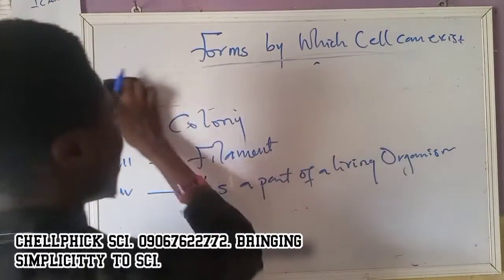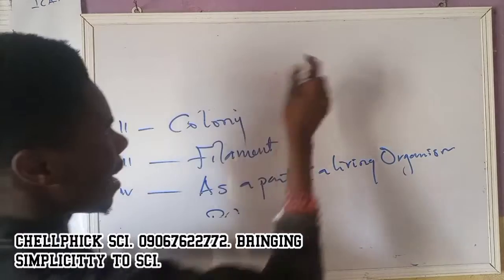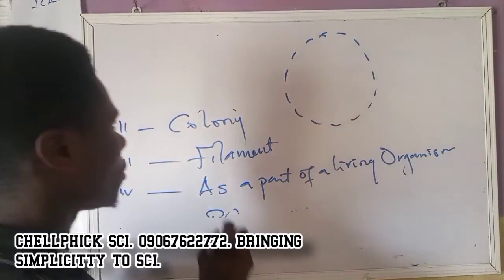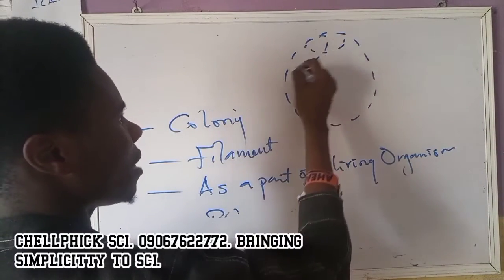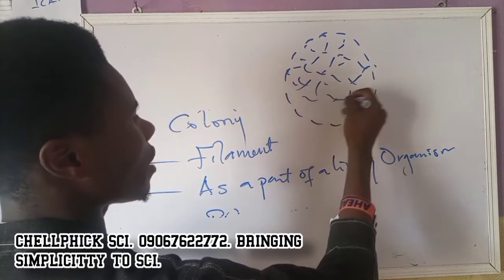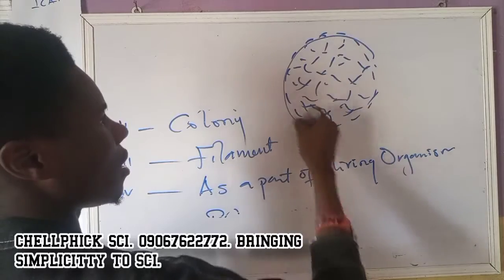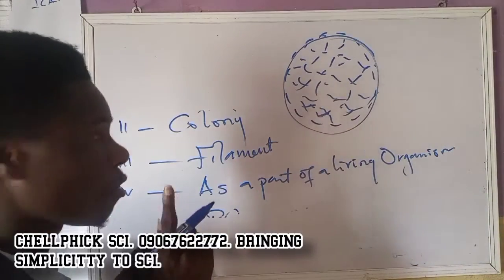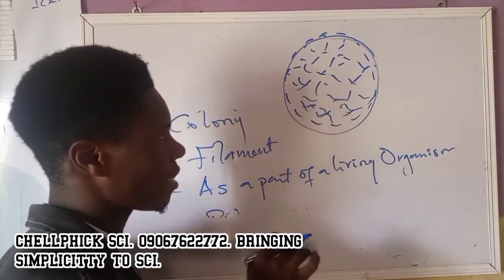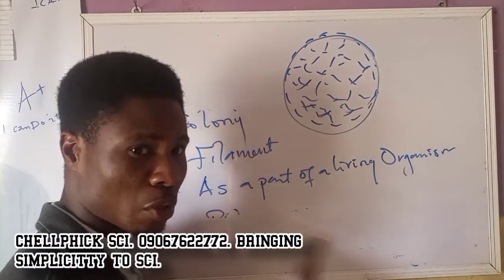So the next one is as a colony. What does it mean to exist as a colony? Cells exist as an aggregate of independent cells. A colony comprises different cells working together to achieve a common goal. In a colony, different cells fuse together to form one. Each cell functions as it ought to, but each cell is also capable of being on its own.